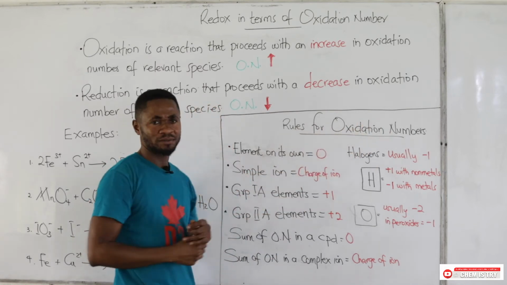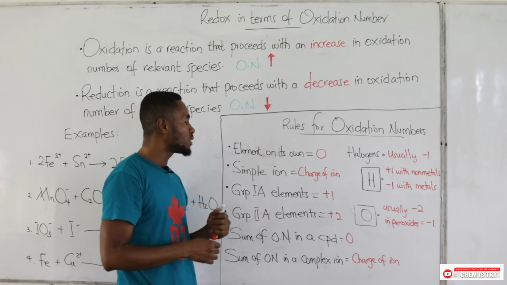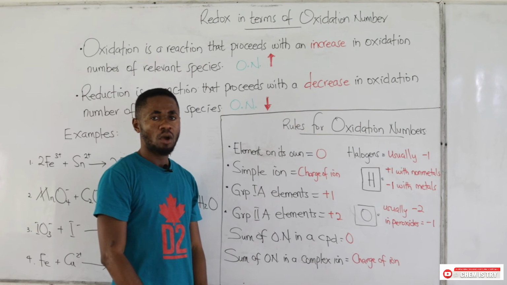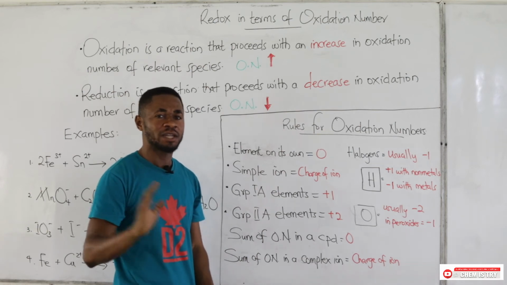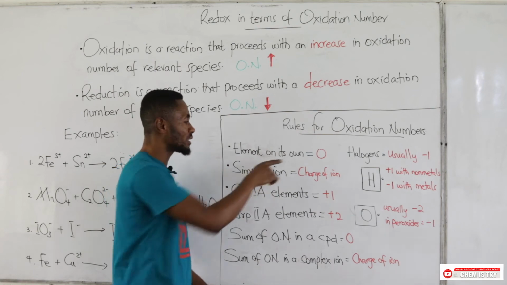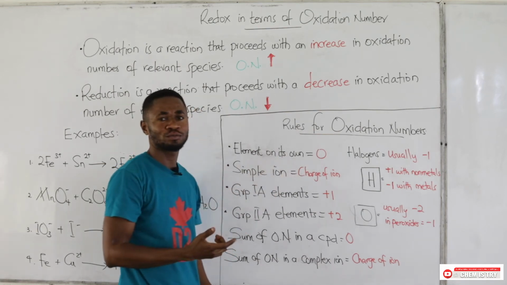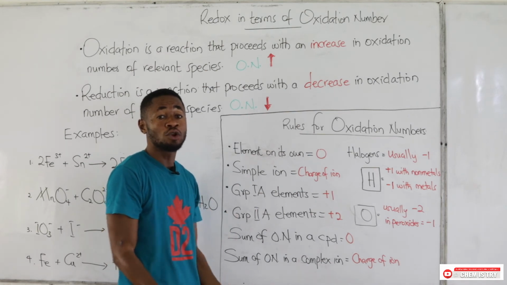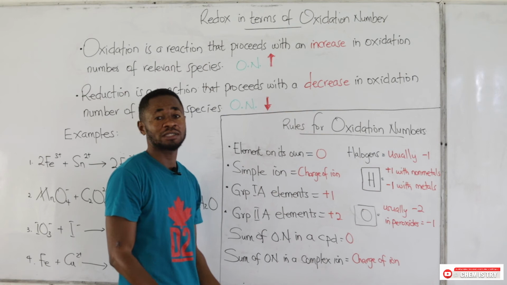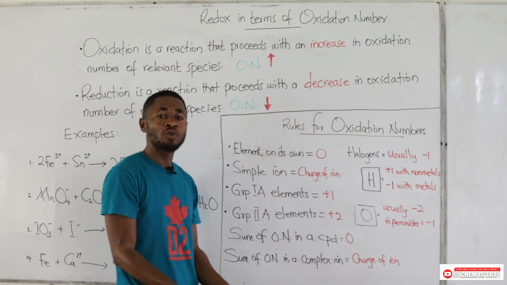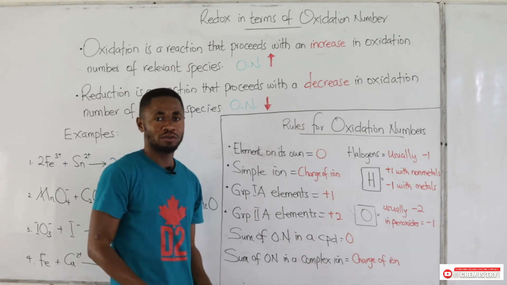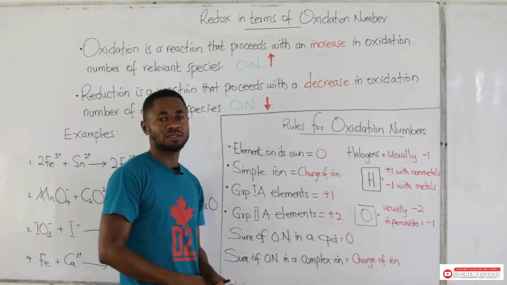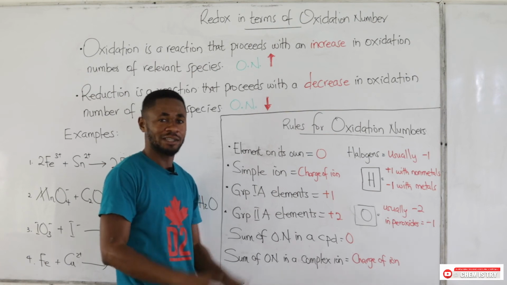So the rules for assigning oxidation numbers. Rule number one, if you see any element on its own, uncombined with any other different element, its oxidation number is 0. For example, if you see sodium alone, its oxidation number is 0. If you see chlorine gas, Cl2 alone, now Cl has not been combined with any other element, so its oxidation number is 0.